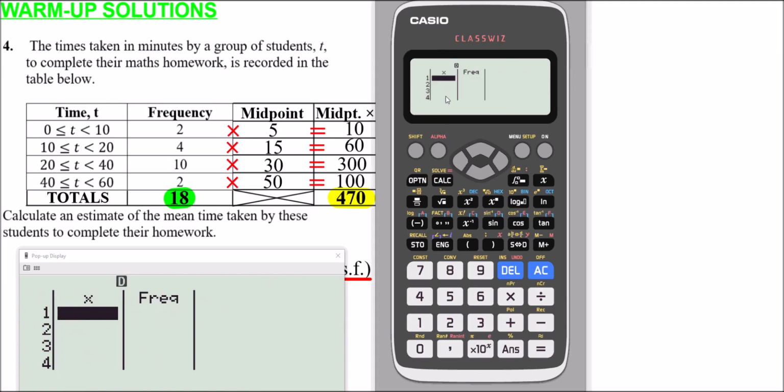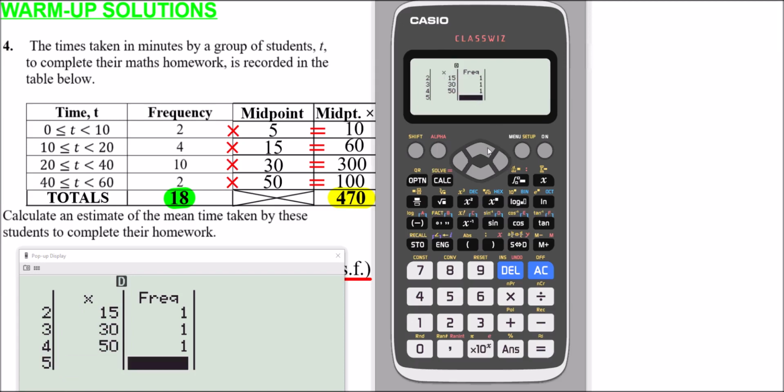Now for X, we don't put in the times with these intervals. For the X column, we just type in the midpoints. So you need to work out the midpoints yourself at least. The calculator won't do that for you. So we've got 5, 15, 30, and 50 as our midpoints.